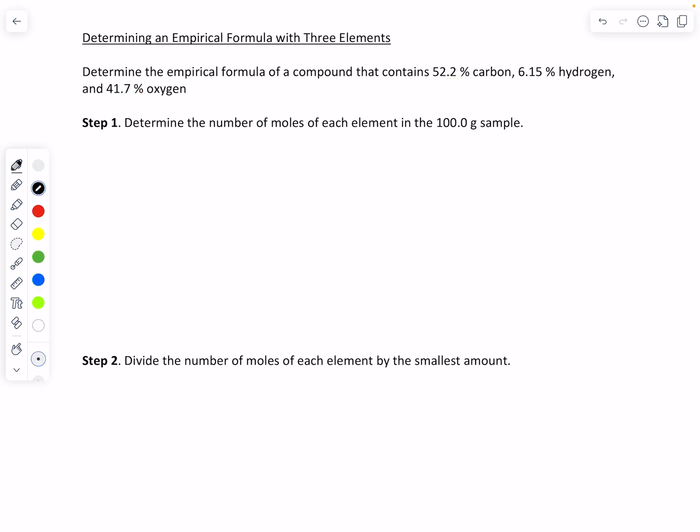So we'll start with the number of moles of carbon, which is equal to the mass of carbon divided by the molar mass of carbon. 52.2% is 52.2 grams out of 100 grams, and the molar mass of carbon is 12.01 grams per mole. That gives us 4.346 moles of carbon.